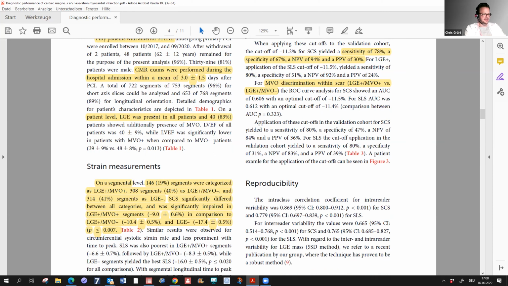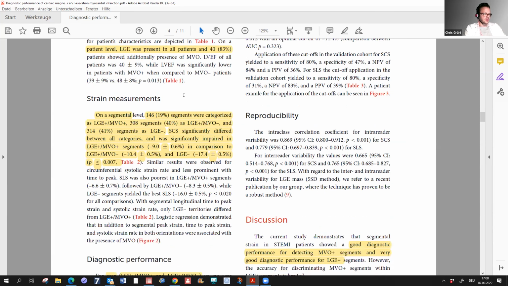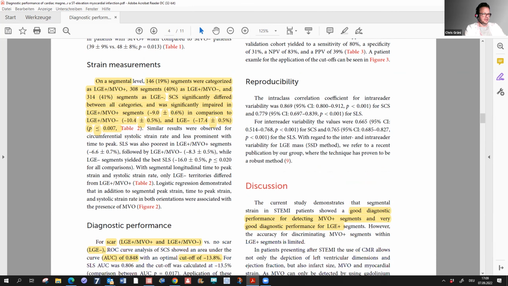Then we compared it, and LV was of course lower in patients with MVO compared with patients without MVO. And when we go on the segmental level of strain, you see that 146, that's around 20%, had LG plus MVO, and around 40% had LGE plus, however, no MVO, and about 40% of the segments had no LG. When you look at this, that's not very surprising.